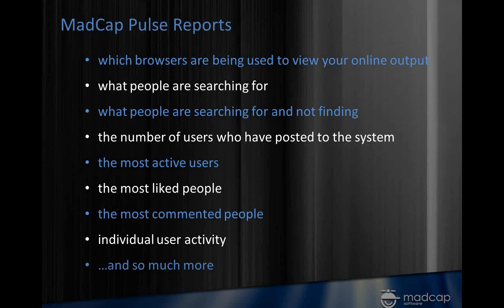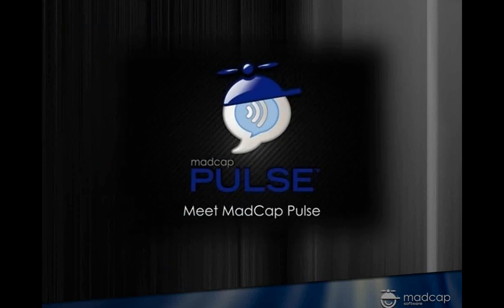The number of users who have posted to your system, the most active users, the most liked people, most commented people. You can even pull up individual users and check out all of their user activity. And that is just scratching the surface. There are so many more different kinds of information that you can pull from MadCap Pulse results. So, let's check out MadCap Pulse in action, shall we?